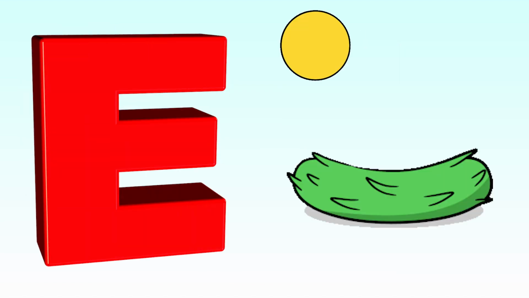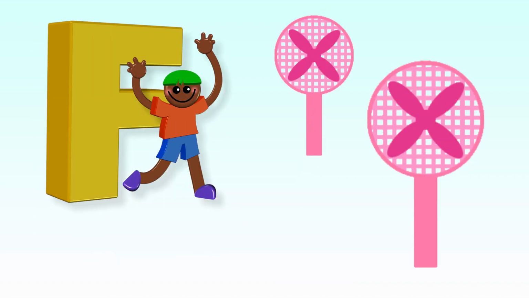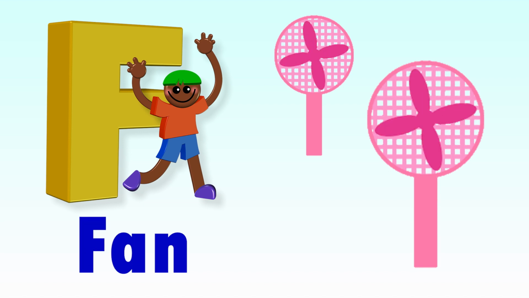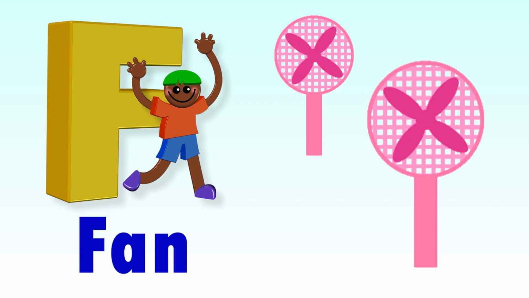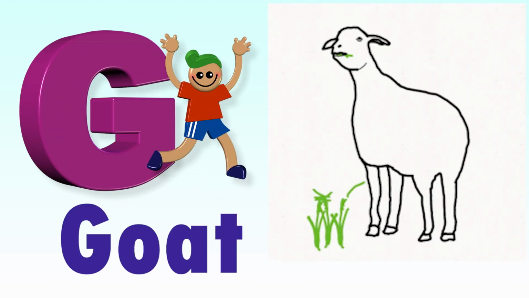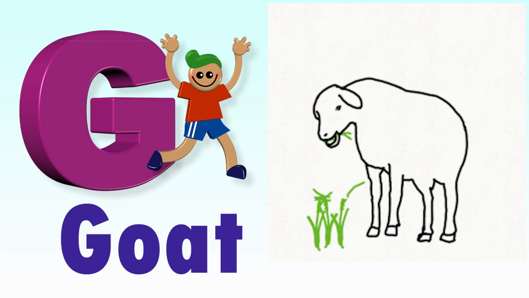E for egg. ABCD EFG HIJK LMNOP QRS. F for fan. WXYZ. G for goat.